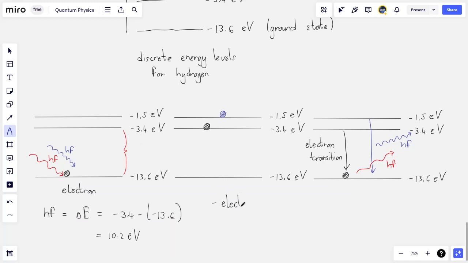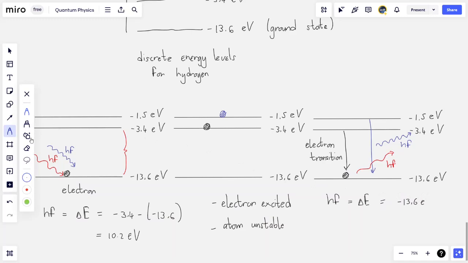We then say that the electron was excited. The electron is excited to a high energy level, but the atom becomes unstable. The electron now needs to give off the energy in order for the atom to reach its ground state again, its more stable configuration. And in order to do so, the electron needs to jump back to the ground state and release a photon of energy HF, which again must be equal to the difference between energy levels, delta E, which in this case is minus 13.6 electron volts minus 3.4 electron volts.